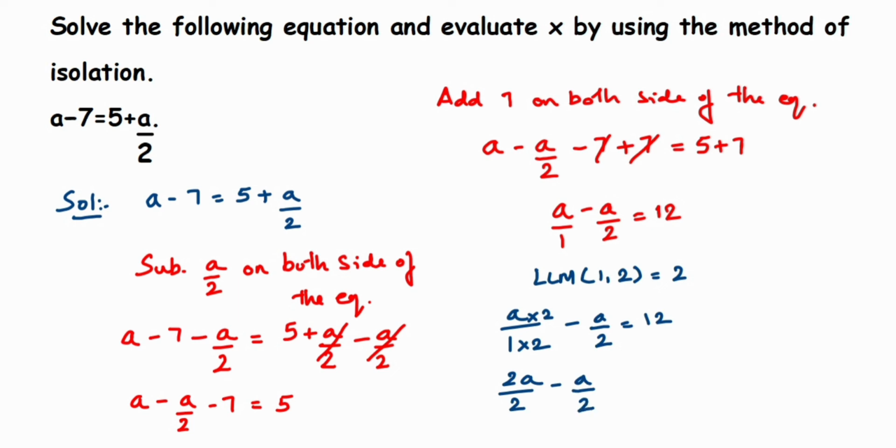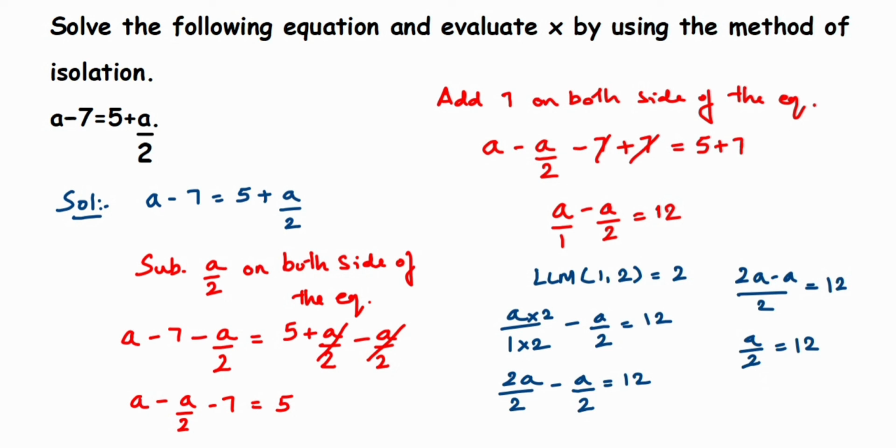Now since the denominators are the same, we can directly subtract the numerators. So we get 2a minus a by 2 is equal to 12. 2a minus a is a, so a upon 2 is equal to 12. Now we don't want this 2 in the denominator, so we're going to remove it. Since 2 is in division, we have to multiply 2 on both sides. If it's in division, you have to multiply. I'm not writing the statements because I don't have much space. So I'm going to multiply 2 on both sides.